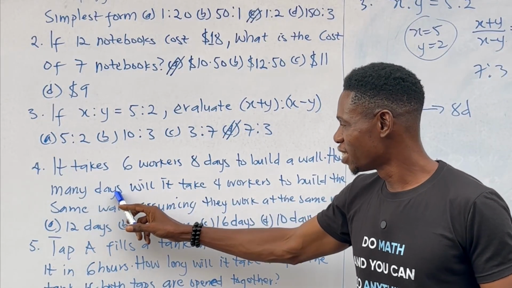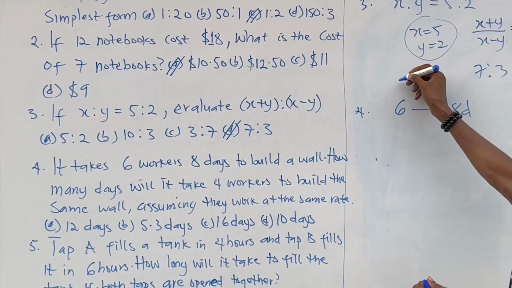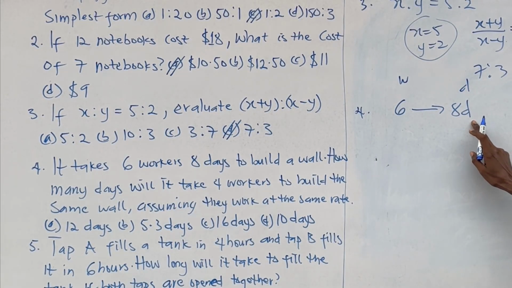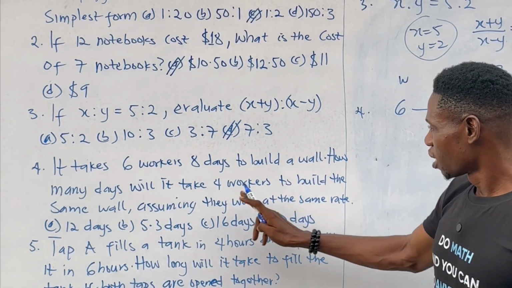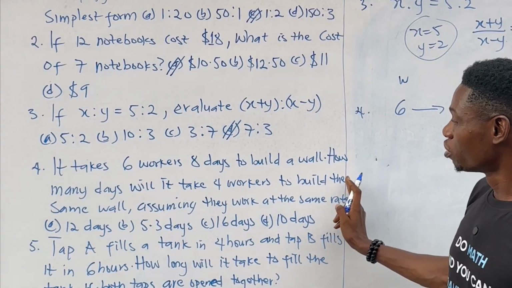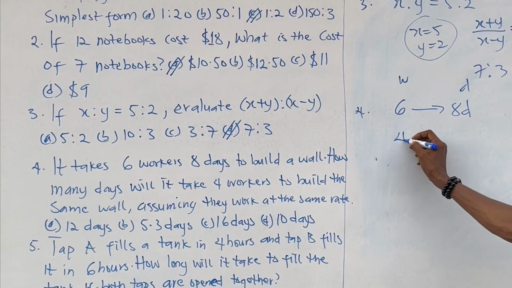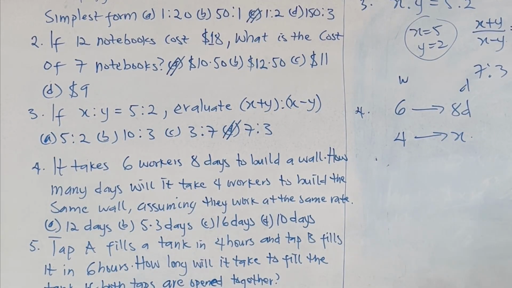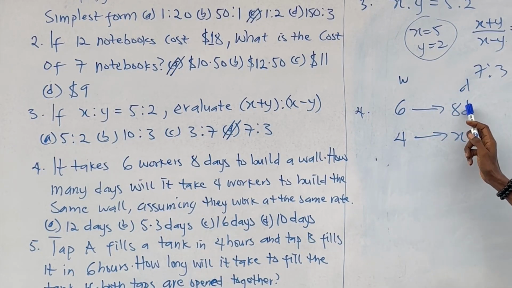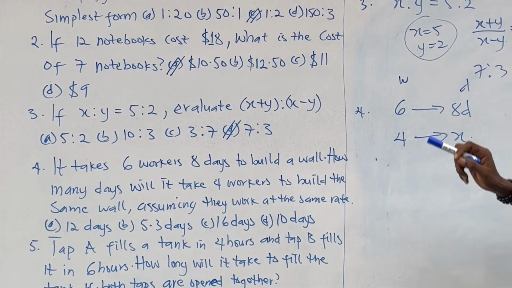How many days will it take 4 workers? Remember, we have workers and days. So it takes 6 workers 8 days. Now, the question says, how many days will it take 4 workers to build the same wall, assuming they work at the same rate? So 4 workers now will take how many days? Don't forget, I said once you know that the proportion is indirect, you multiply. Don't cross multiply like we did for direct proportion.